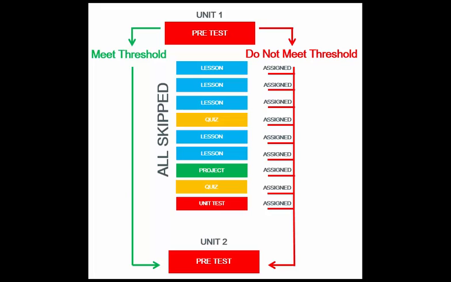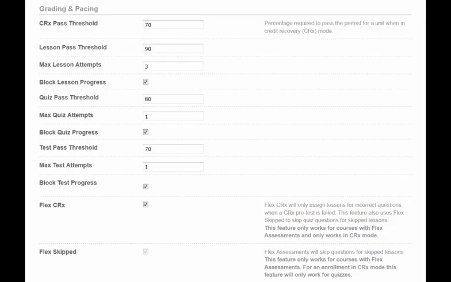If you choose not to activate Flex CRX, the students enrolled in courses in the CRX mode will still skip all unit content when they reach or exceed the pass threshold for a unit's pretest. But those who do not meet the pass threshold for a unit's pretest will be required to complete all unit assignments.